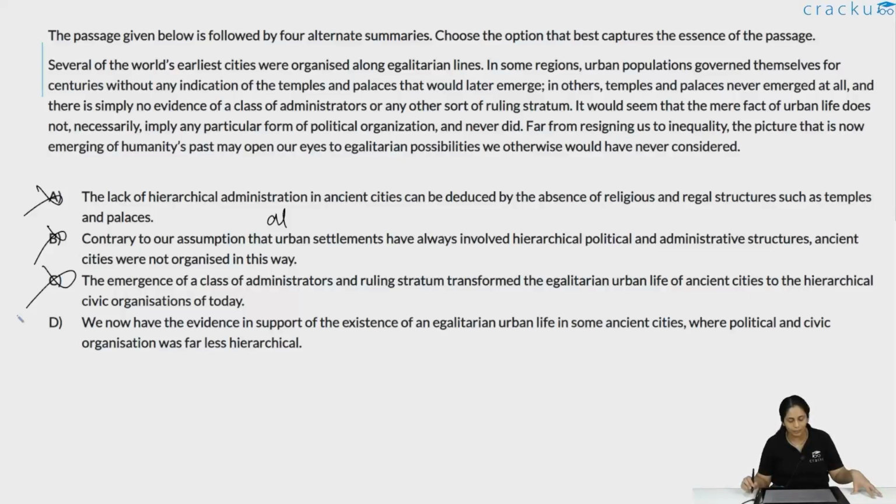We now have evidence in support of the existence of an egalitarian urban life in some ancient cities where political and civic organization was far less hierarchical, which is exactly the point that for some cities there was no ruling class, there were no temples or kings, etc. There were no administrators, no evidence of administrators or any sort of ruling stratum. So essentially that is now available to us, and essentially we should now realize that it is not needed. Those ruling classes are essentially not needed at all. So our only option D is actually a true summary that new perspective has been found, new information has been understood, and only D is actually capturing that point. So D is the right option.